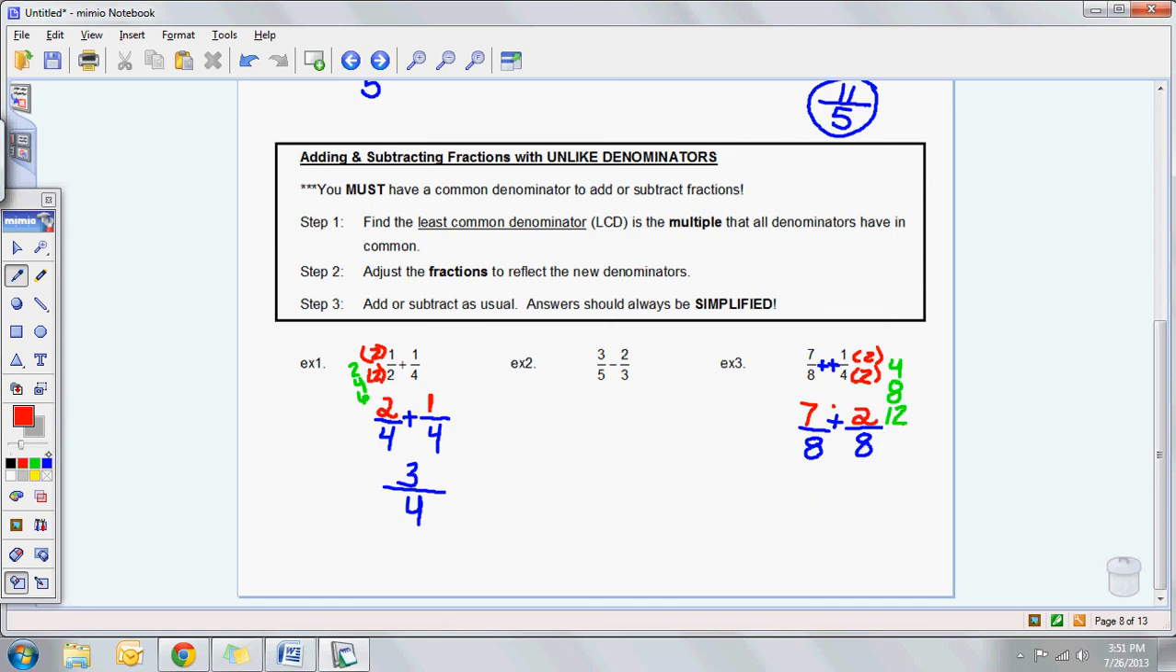So now we can keep that same denominator, we're going to add the tops and get 9. See if you can simplify, but leaving it as an improper fraction is totally fine. If you need more help with this section, I know this is a little bit complicated, you're going to come see me if you need some extra practice with this.